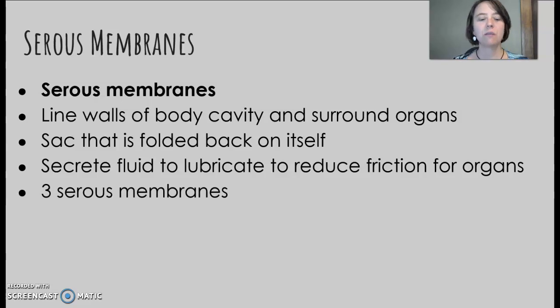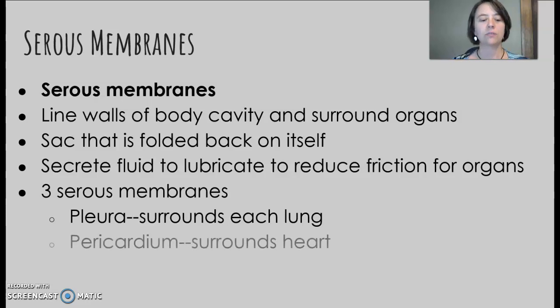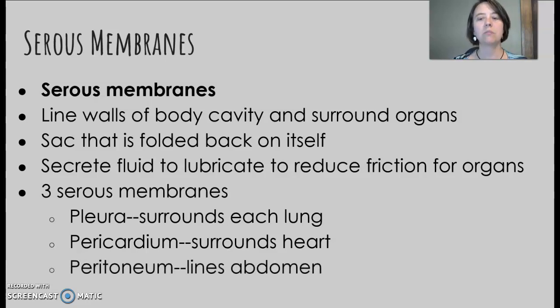There are three serous membranes. The pleura surround each lung. They're the sac around your lung. The pericardium surrounds the heart and helps protect the heart. And the peritoneum lines your whole abdominal cavity from your diaphragm all the way down to your pelvic floor.